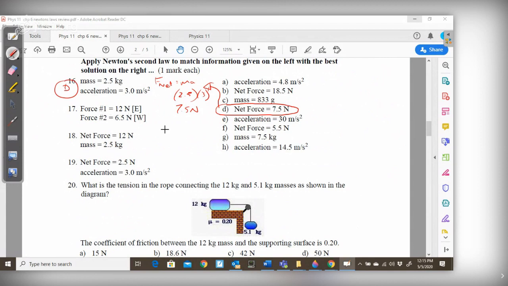Here we have force 1, which is 12 newtons east. And then we have 6.5 newtons west, which means we're going to have a net force in this direction. 12 minus 6.5 would be equal to 5.5 newtons. So that's going to be our F.